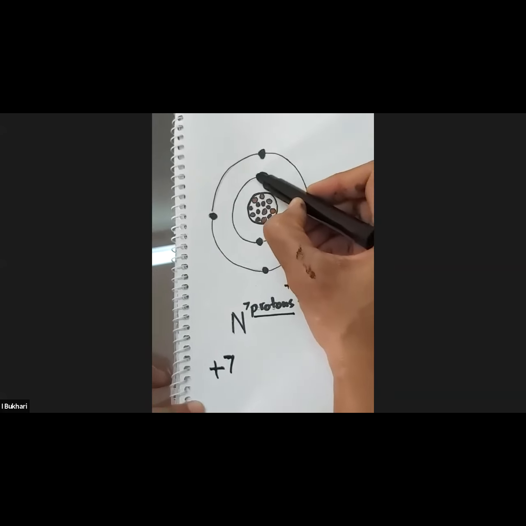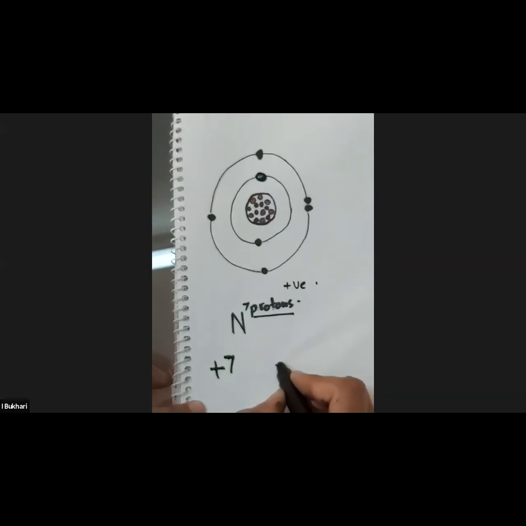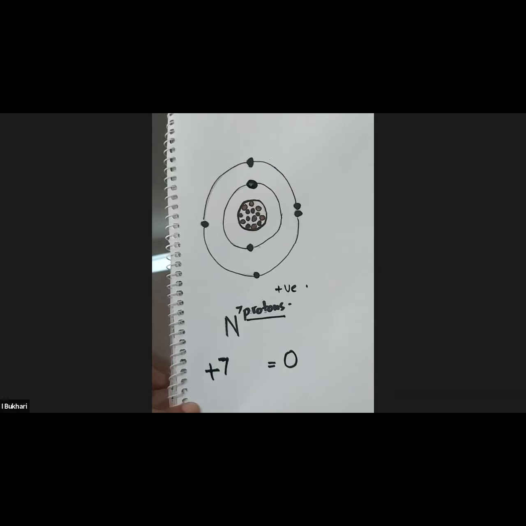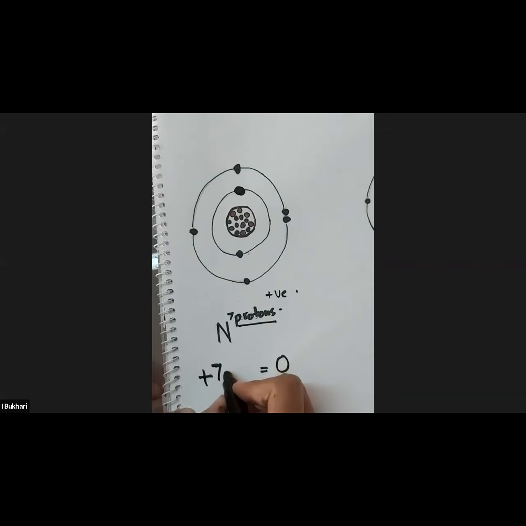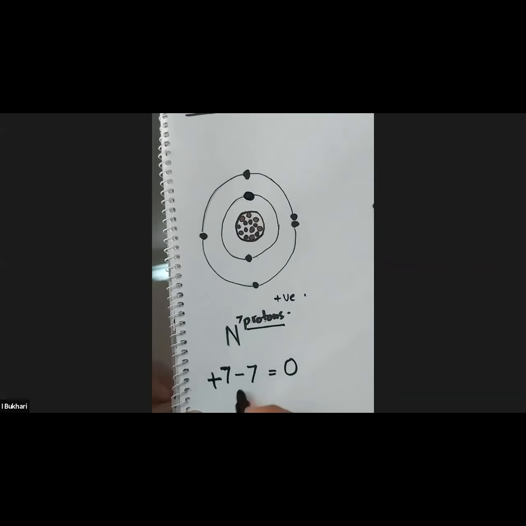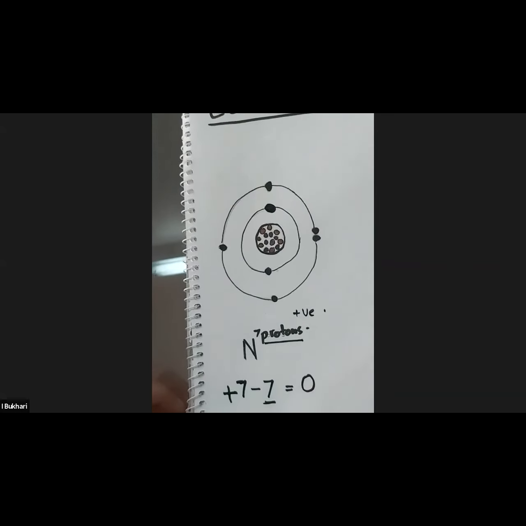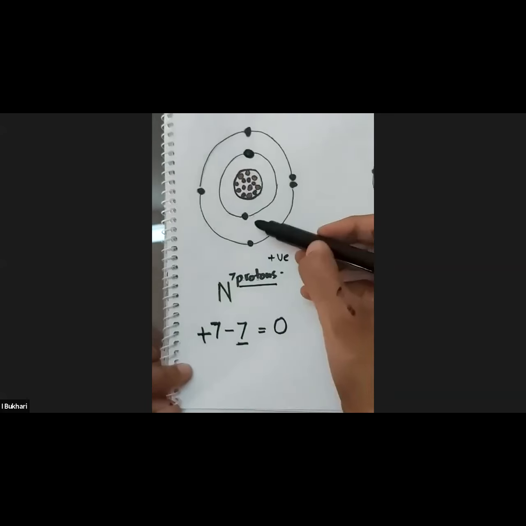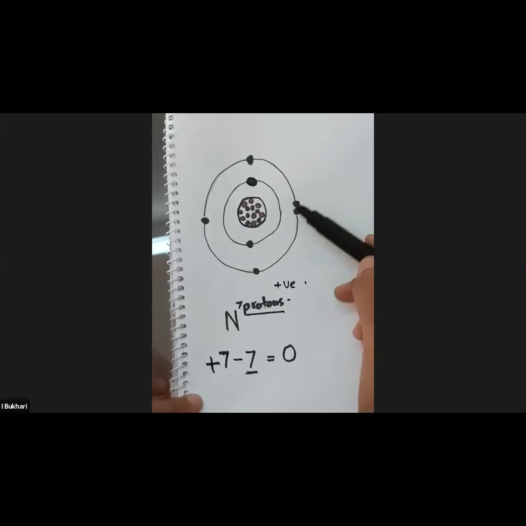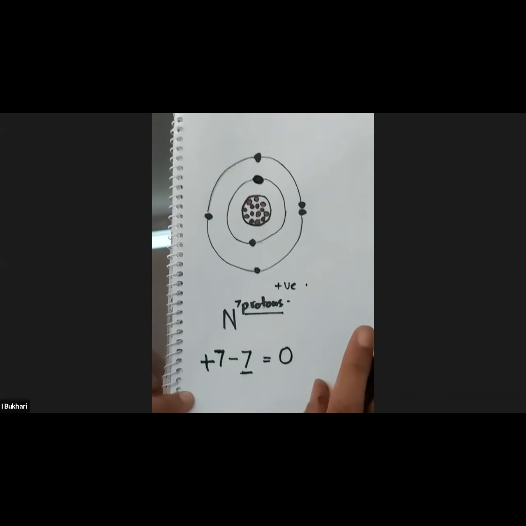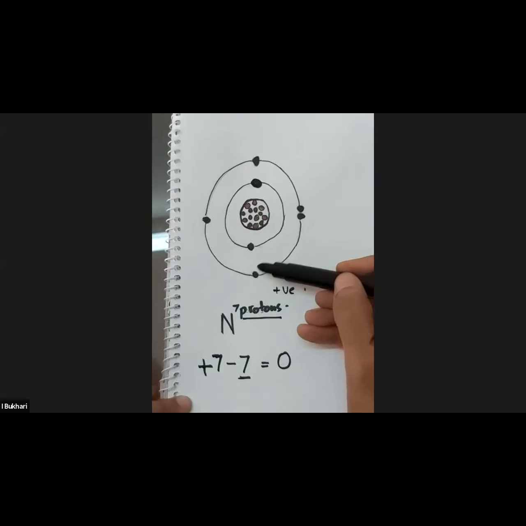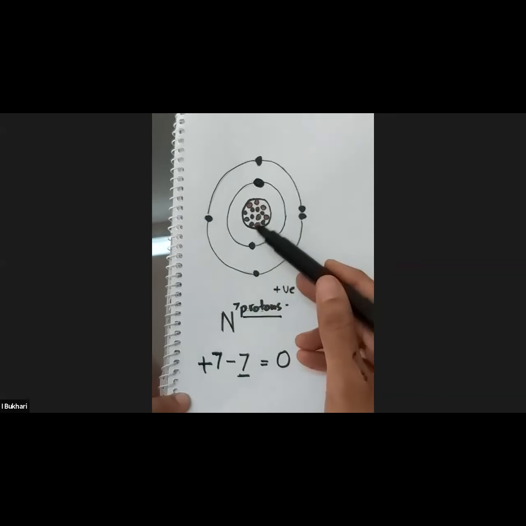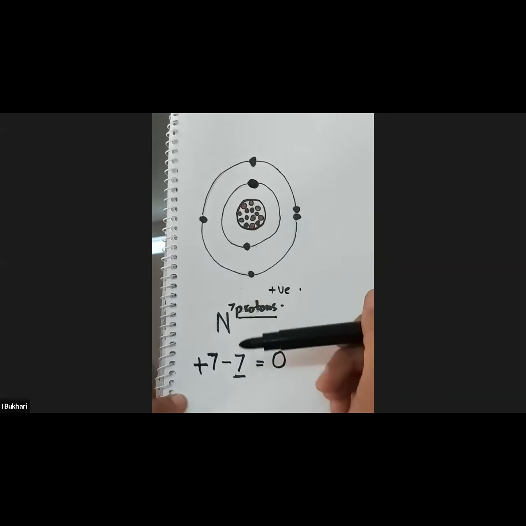Now, if it is neutral, the overall charge should be 0, right? For that, I should have -7, the same number of negative charges. So therefore, atoms have the same number of electrons if they are neutrally charged. If it is neutrally charged, an atom will have the same number of negatively charged electrons as the number of positively charged protons within the nucleus.